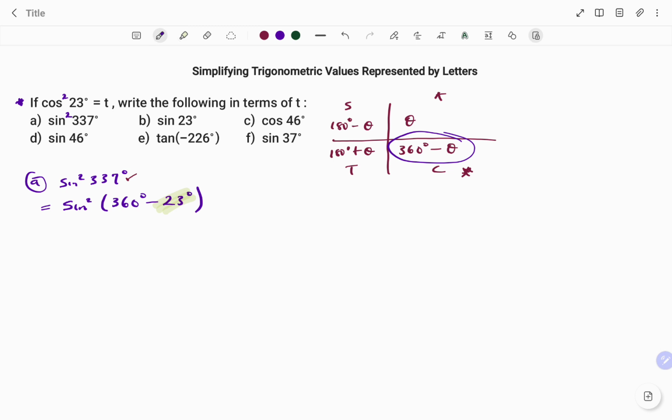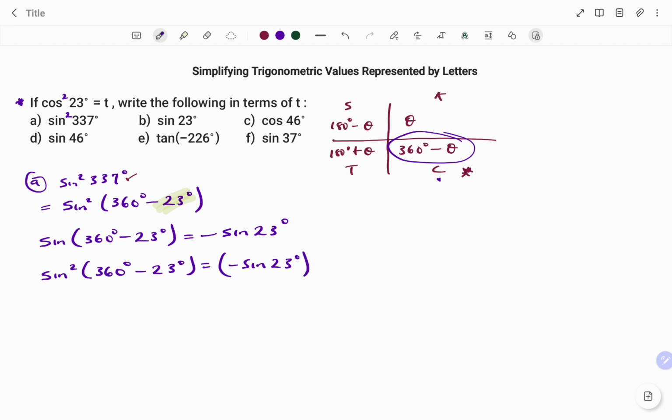Now, if you look at that quadrant, only cosine is positive. Sine is negative in that quadrant. So what that means is, if I have sine of 360 degrees minus 23 degrees, I have sine negative in that quadrant, so it's going to be minus sine 23 degrees. And because my angle is being squared, I have sine squared of 360 degrees minus 23 degrees equals, I'm going to square that, so that will be minus sine 23 degrees all squared, which is equal to positive sine squared 23 degrees.